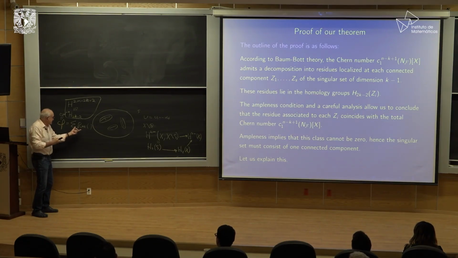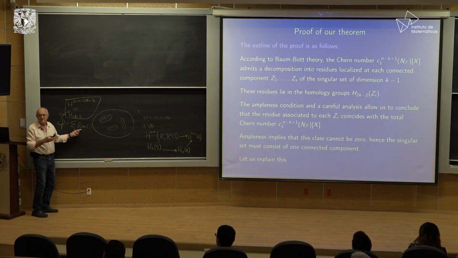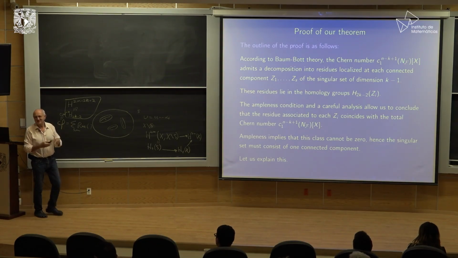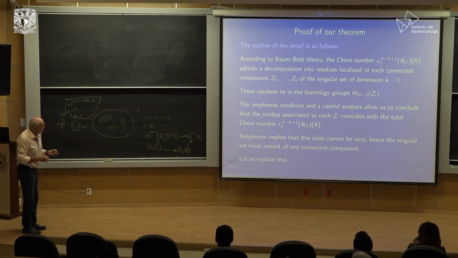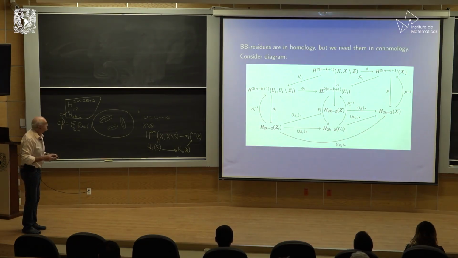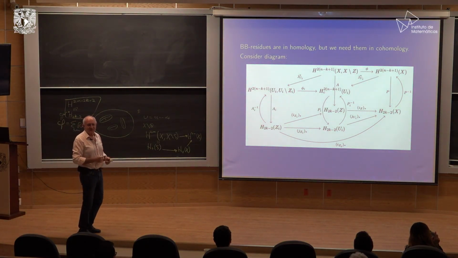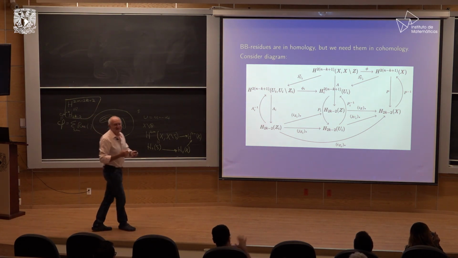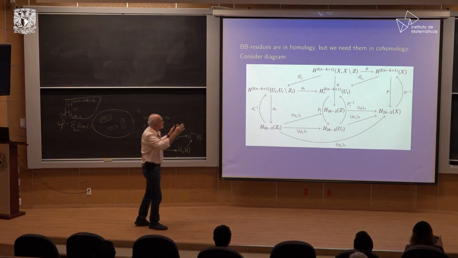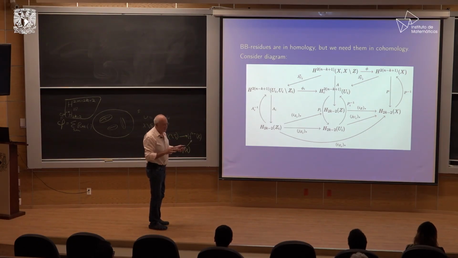So if this is a sum of things and each one of those is equal to the total, then there can be only one summand. That means there's only one connected component. Okay? So that's the philosophy we follow. The rest is proving that it is true. Okay? Well, so we use this. I know that this gives you indigestion, but it is very simple. All is elementary algebraic topology.